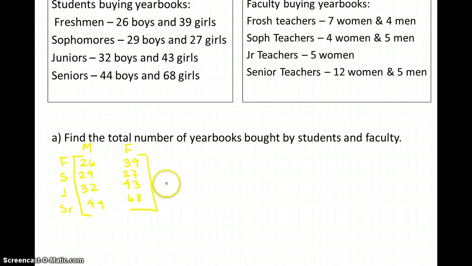We're looking for the total, so we'll add this matrix to the same one for faculty. Organize it the same way so that our entries will match up. Note there are 7 women and 4 men. This 4 goes on the left side and the 7 goes on the right side. Once you're done creating your matrix for the faculty, add up all of the values and put them in your final answer. Pause while you work that out.